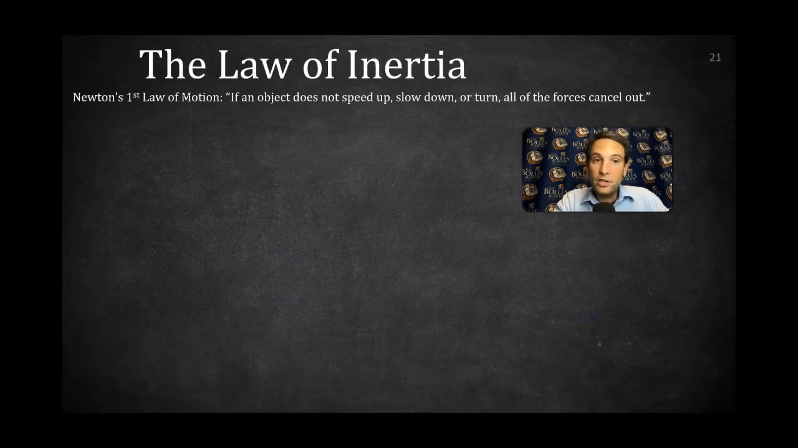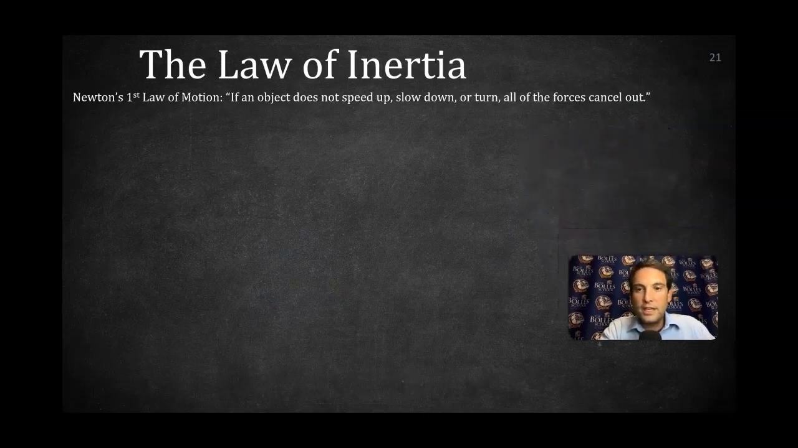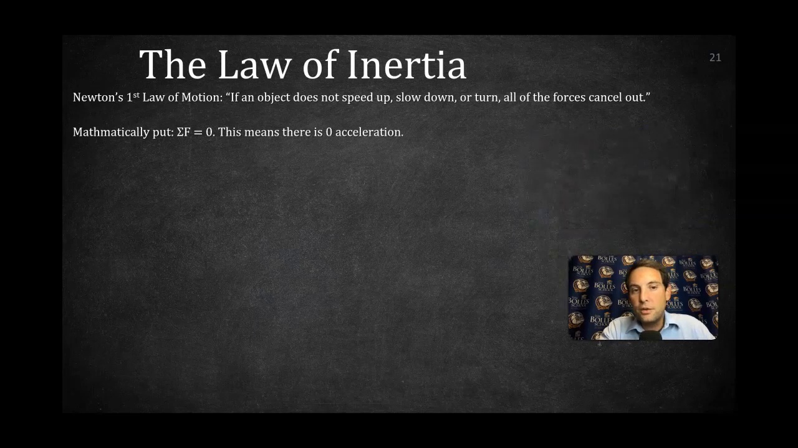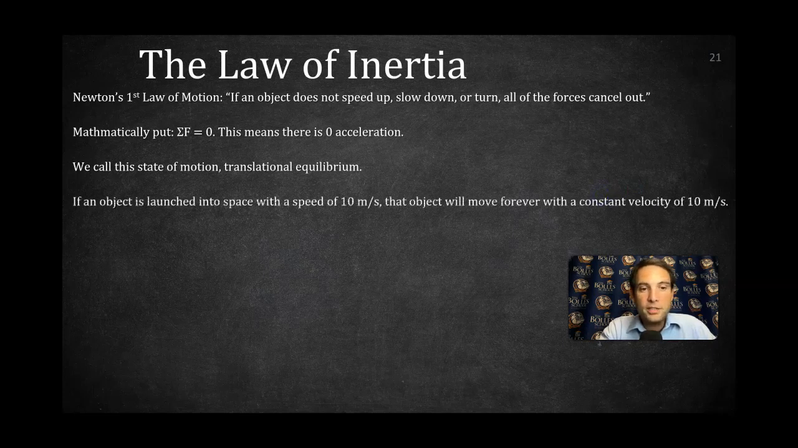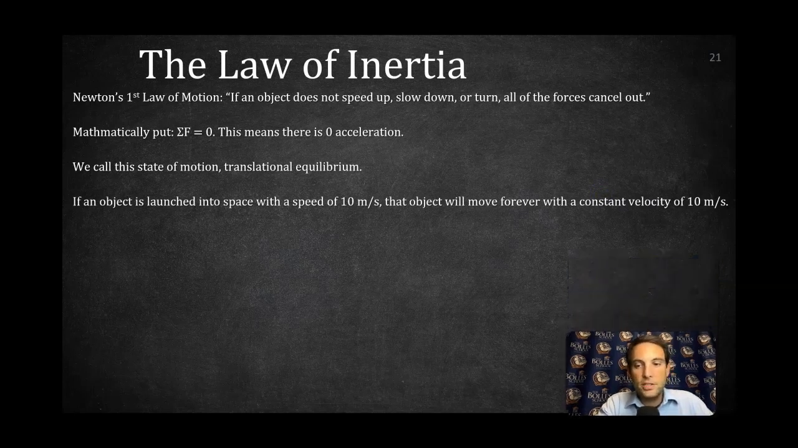Newton's first law of motion: if an object does not speed up, slow down, or turn, all of the forces are going to cancel out. Mathematically put, our net force equals zero. This means there is zero acceleration. We call this state of motion translational equilibrium, whenever our forces all balance out. If an object is launched into space with a speed of 10 meters per second, that object will move forever with a constant velocity of 10 meters per second.